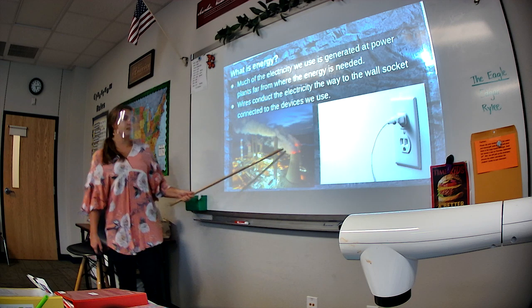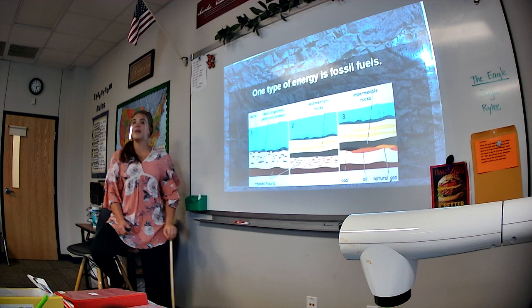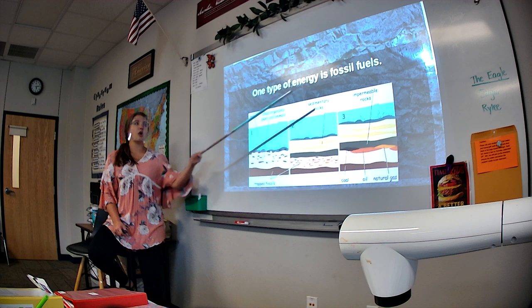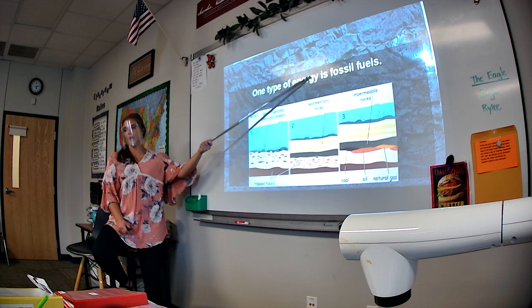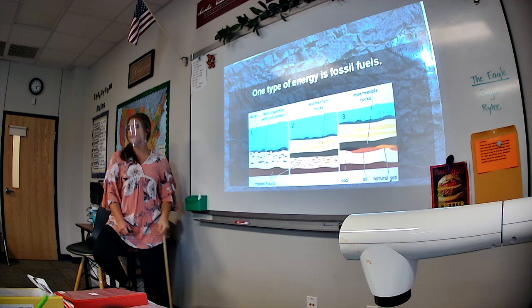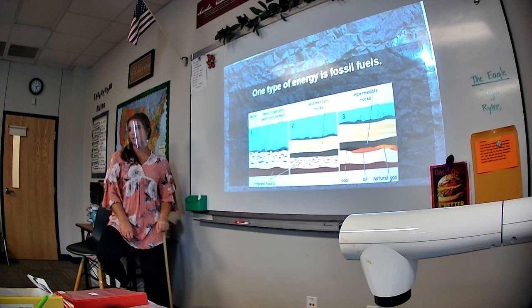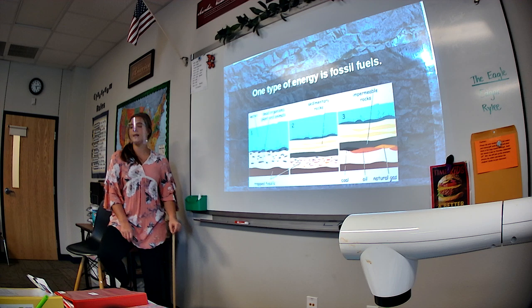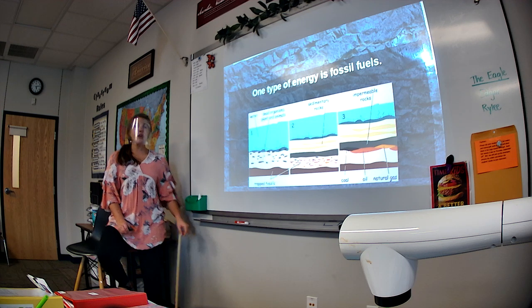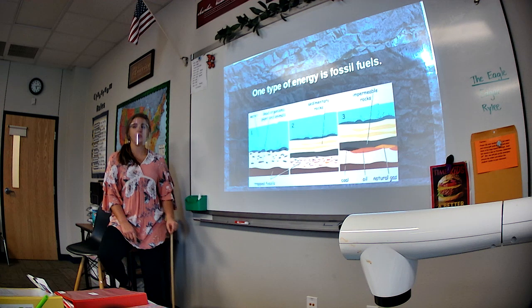These power plants are creating energy by burning what we call fossil fuels. This is in your notes. One type of energy is fossil fuel. Now, this is the most common type of energy, but there are a lot of downsides to using it as well. First, let's talk about what fossil fuels are.